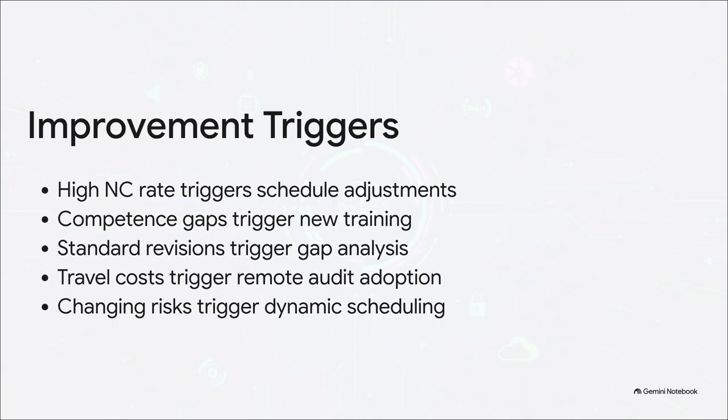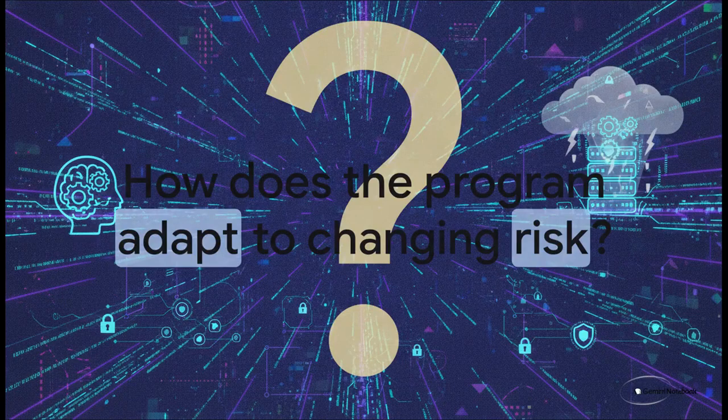Or, hey, maybe travel costs are just eating your entire budget alive. You patch the system by adopting remote auditing technologies. The point is, the program dynamically adapts. So, you really have to stop and ask yourself, how does your audit program adapt to changes in ISO 42001 or shifts in organizational risk?